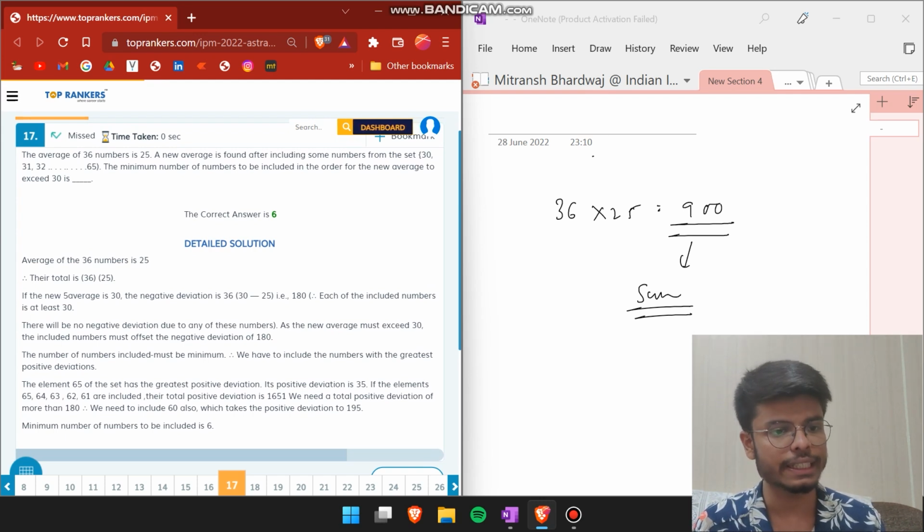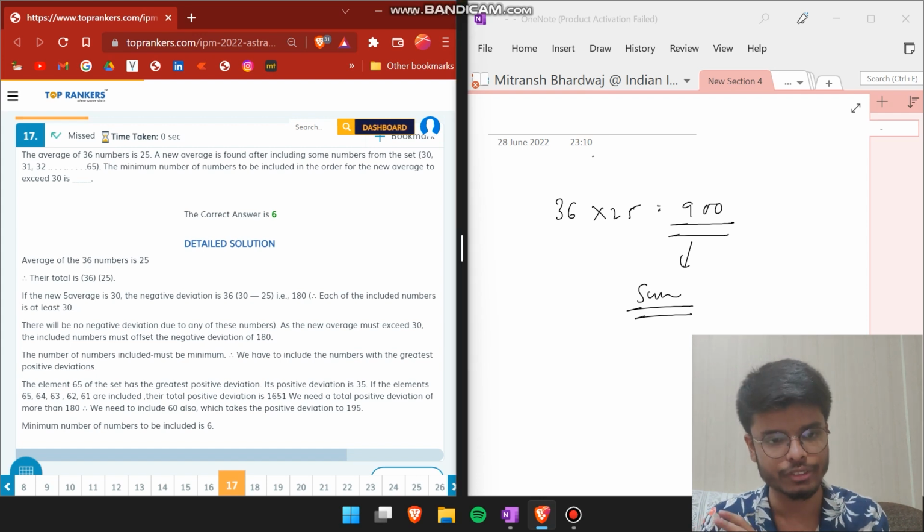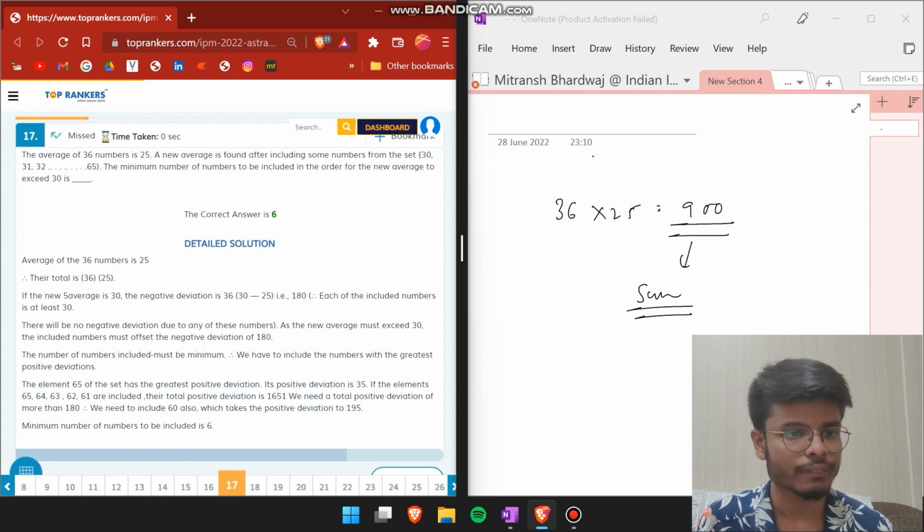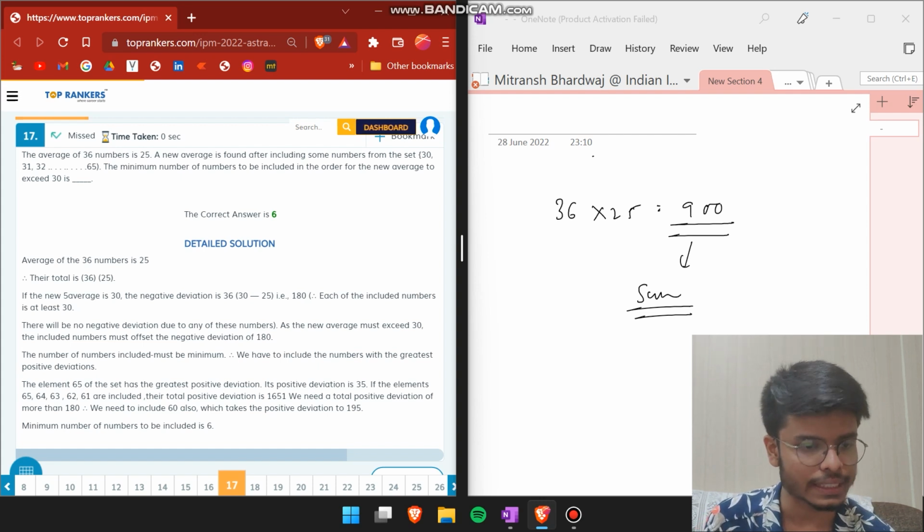So as you can see, if the new average is 30, the negative deviation is 30 minus 25. The current average is 25 and you want it to be 30, and there are a total of 36 numbers, that's 180. So each of the included numbers is at least 30.